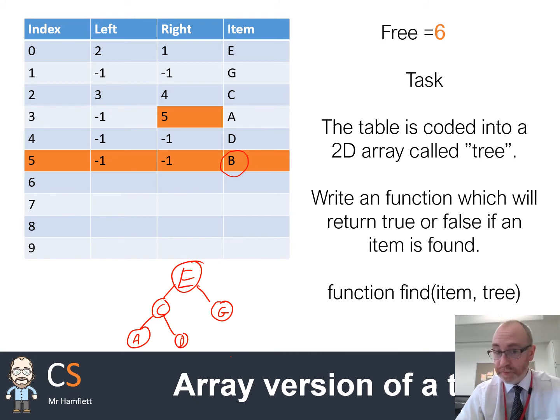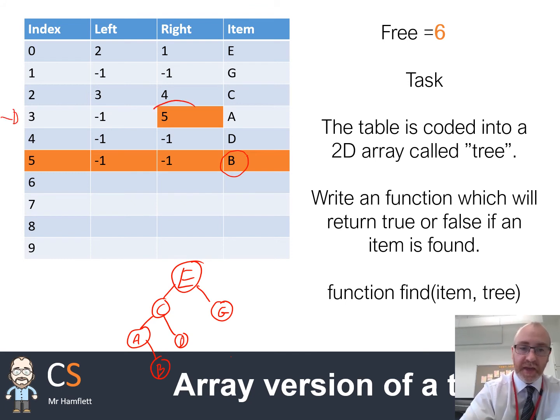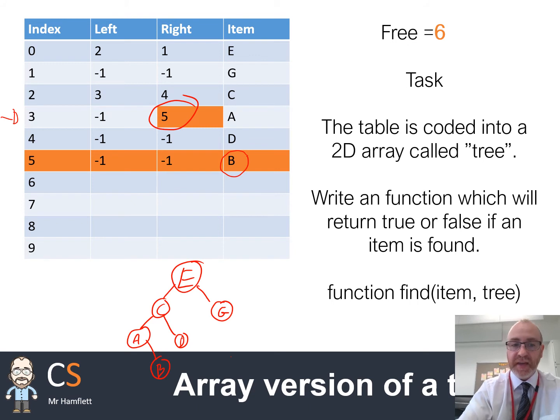Now, where would B go? This is a binary search tree, so B is less than E, B is less than C, B is greater than A, isn't it? So it would go here. So we need to link it up to the right of A. Well, looking at A, there is the right there. So I make it the index of that. So it's no longer -1, we change it to 5. So that is what we do.